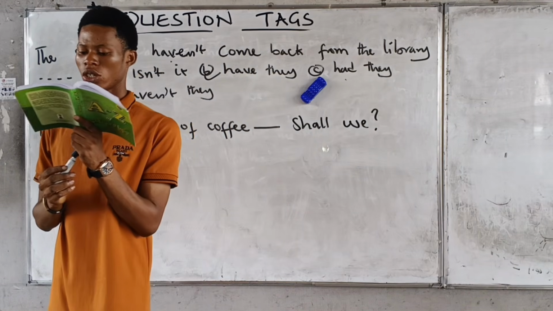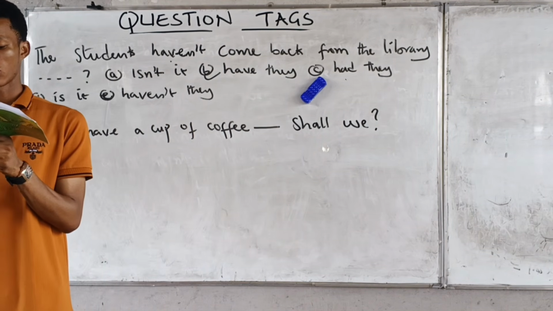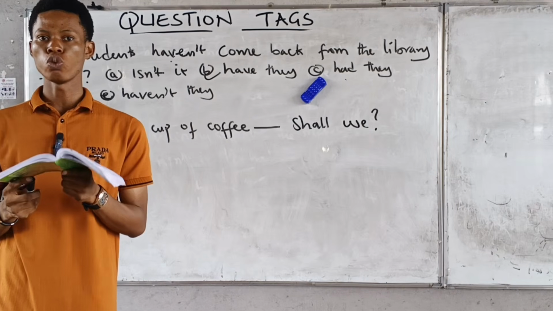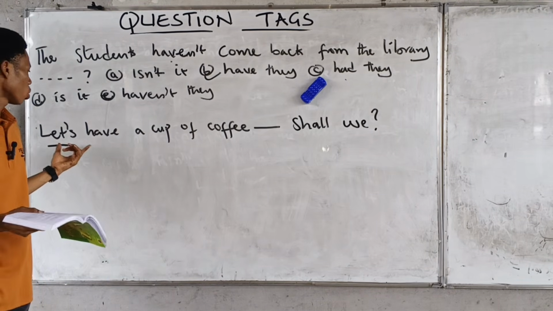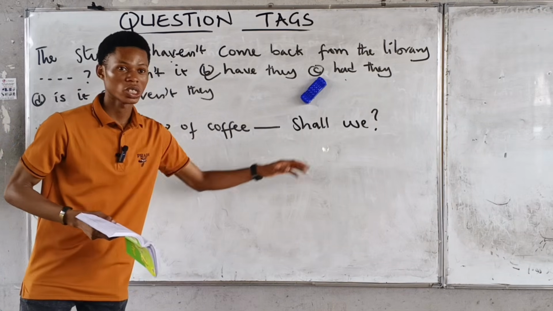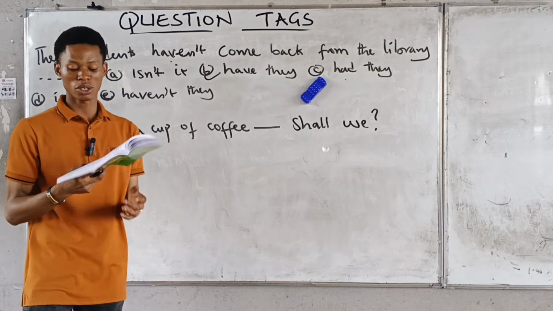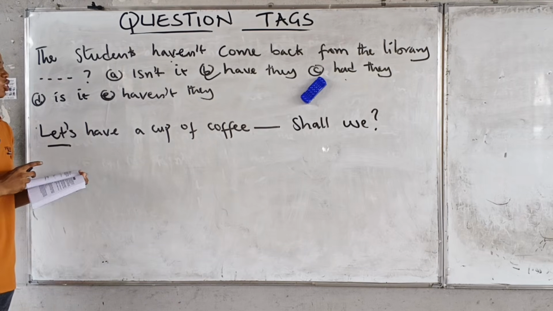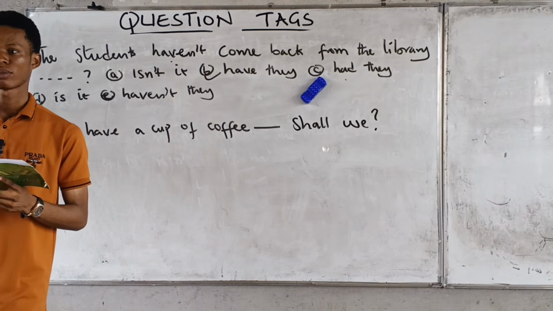So A says, shall we? B says, will we? C says, should we? D says, could we? So anytime you have "let us" or "let's", the contracted form of "let us", don't think twice. Just write "shall we?" Please read the question to the end though, in case they are saying another thing. So "shall we" is the answer.